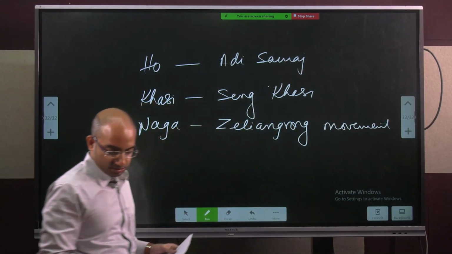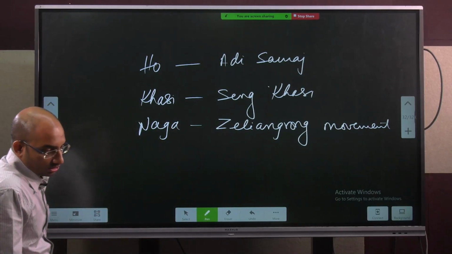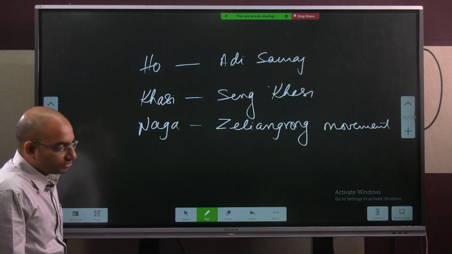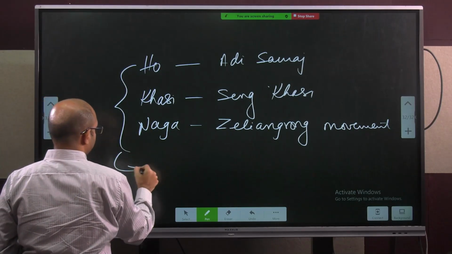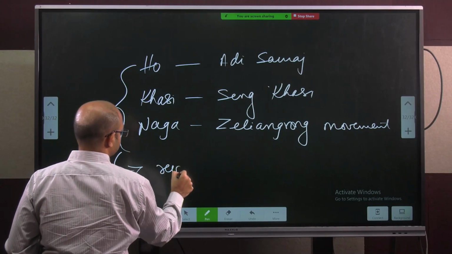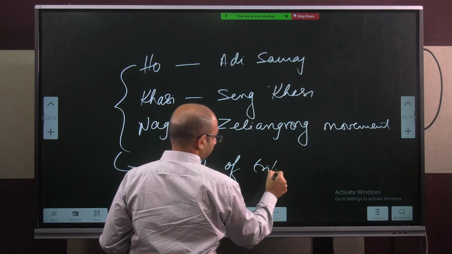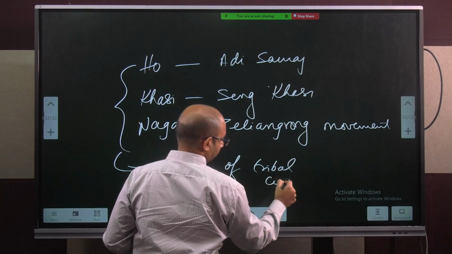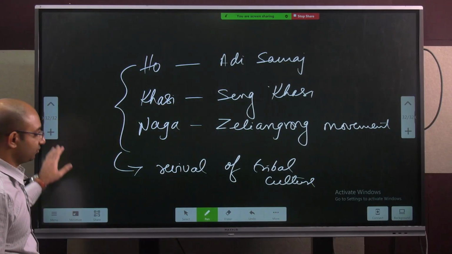So these are some examples of culture and identity based movement. So here the idea is to go back to the original tribal way of life. So the whole idea is the revival of tribal culture. That is the rationale.